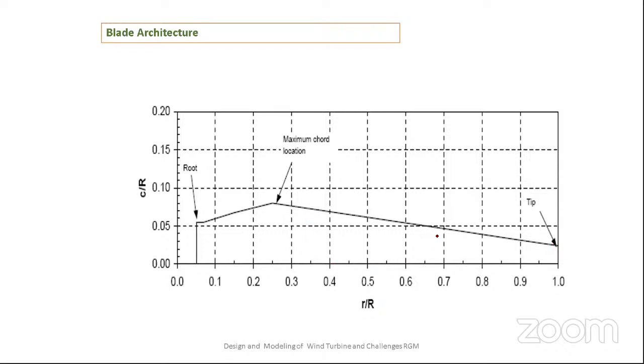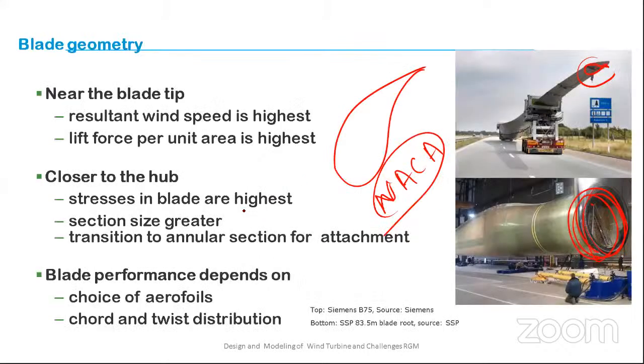Correct. So this is the chord. c is the chord by R length ratio, how it has to be distributed in a blade. So this is the maximum chord. There is a maximum chord that you have previously seen in the blades also.